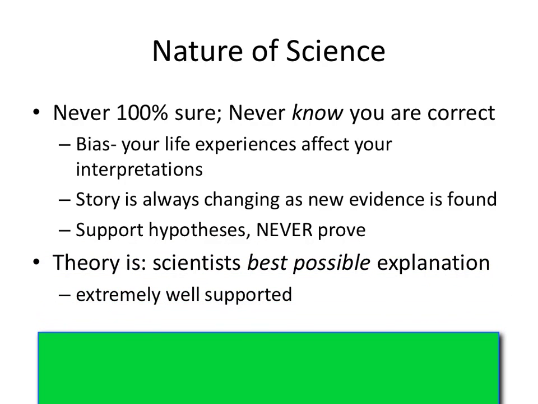And the last thing is a theory. It's a little bit different from the way we use the word theory in everyday life. In science, a theory is a scientist's best possible explanation, right? It's extremely well supported, right? Like the theory of relativity or theory of evolution. They have lots and lots of evidence behind them. One person doesn't just come up with something and say, I have a theory that X, Y, or Z. A theory is something that maybe somebody originally came up with as their hypothesis, but then other scientists have researched that thoroughly and gathered lots and lots of support for that.